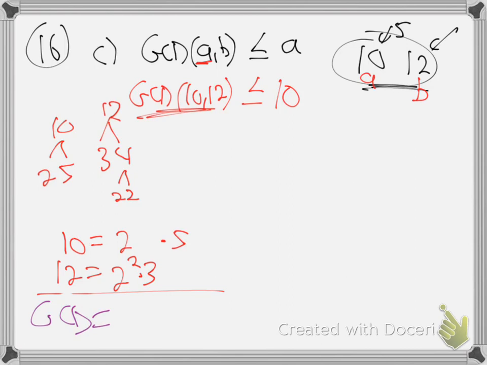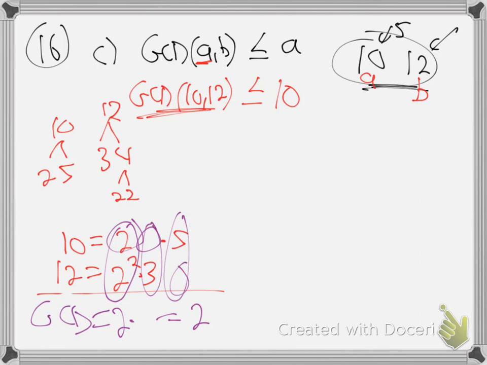It says greatest, but we actually do lowest, right? It's the greatest in common. So how many 2s do they have in common? Just 1, taking the lowest. How many 3s do they have in common? None, because they don't both have 3s. How many 5s do they have in common? None. So you take the lowest number of 2s, the lowest number of 3s, none, the lowest number of 5s, none. So it's just 2. Is that making sense?